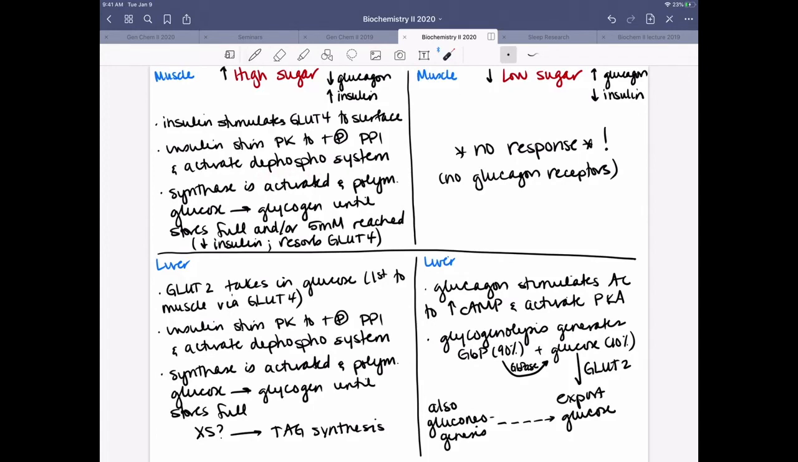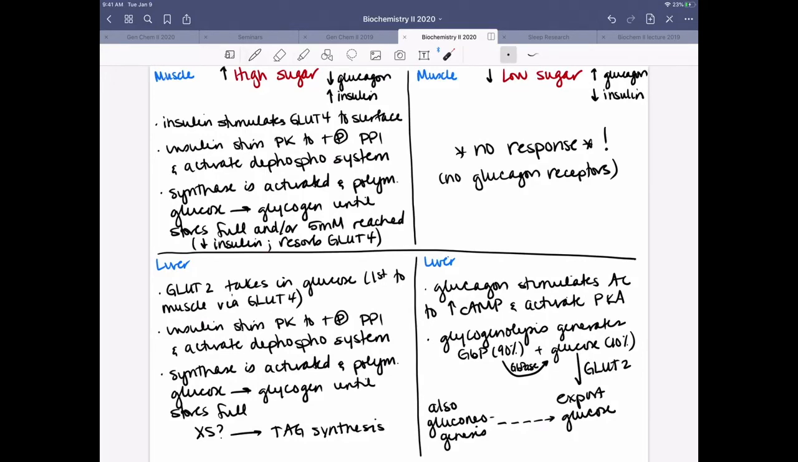High sugar, fed state, dephospho system. So again, an insulin-stimulated protein kinase is going to be activating PP1 to do that. Now that we've got our dephospho system activated, that's going to be synthase being activated, polymerizing glucose. We're going to fill up our glycogen stores in our muscles, and that's going to continue to happen until those stores are full or until blood sugar levels drop to 5 millimolar or lower.